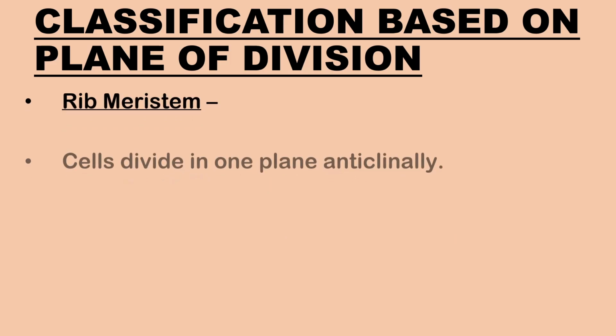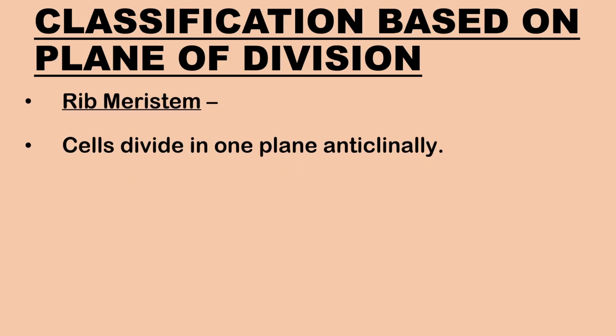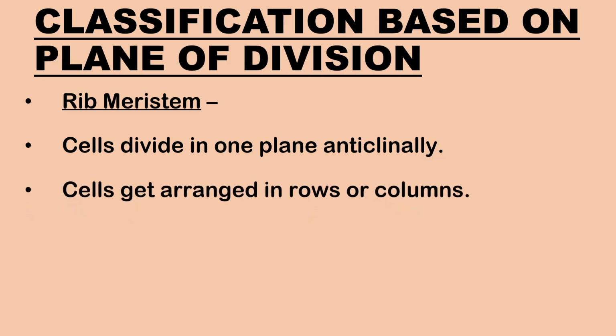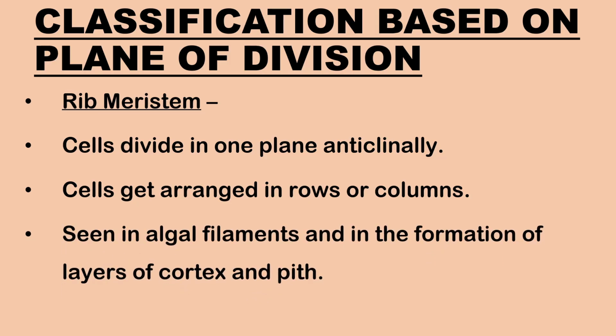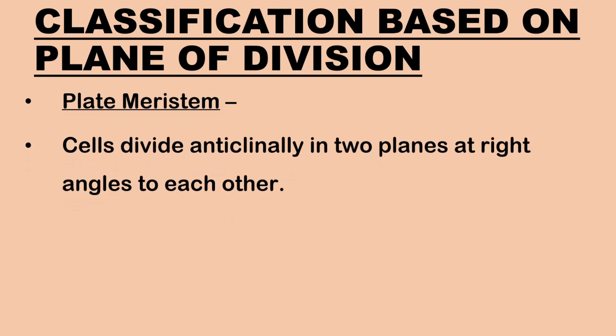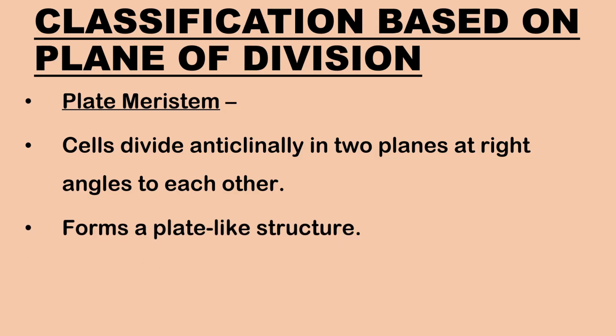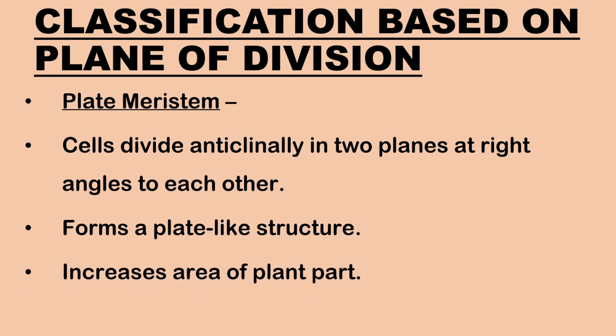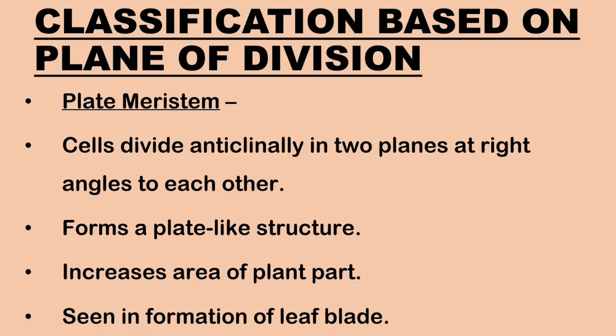Rib or file meristem shows cells dividing in one plane anticlinally. The cells get arranged in rows or columns as seen in the filaments of algae or in the formation of some layers of cortex and pith. Plate meristem has cells dividing anticlinally in two planes at right angles to each other, resulting in the formation of a plate-like structure. It increases the area of the plant part as seen in the formation of the leaf blade.